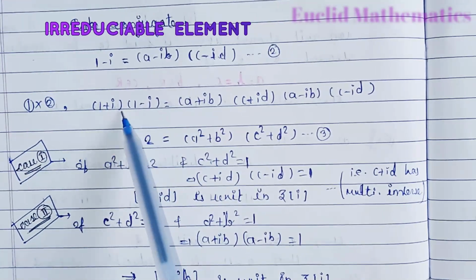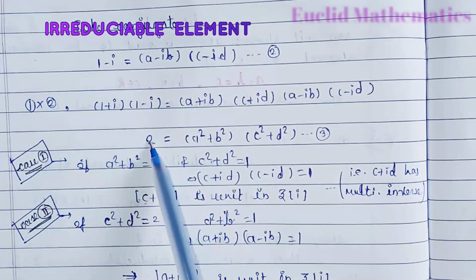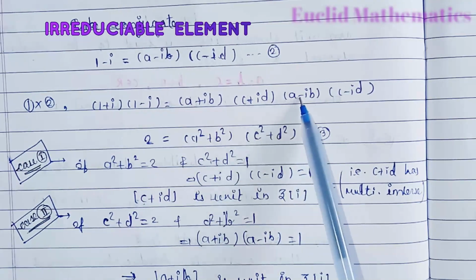So a square means 1 square, minus b square means i square. I square is minus 1, minus minus 1, which remains 2. So a plus id, c plus id. So a plus ib, c plus id, a minus ib, c minus id.